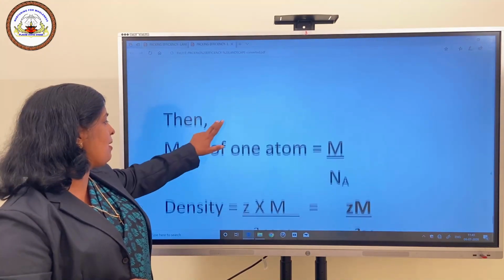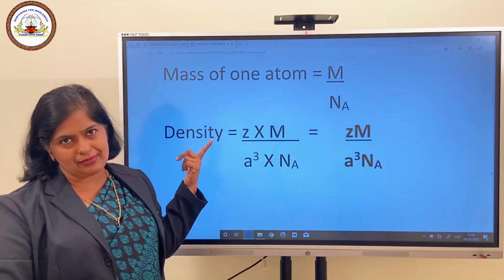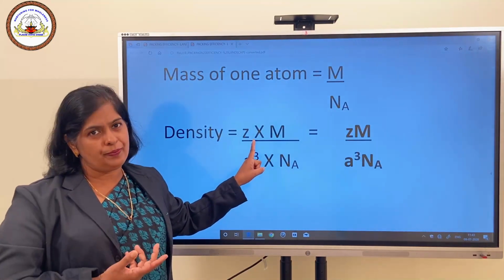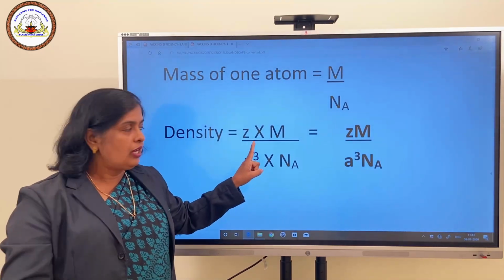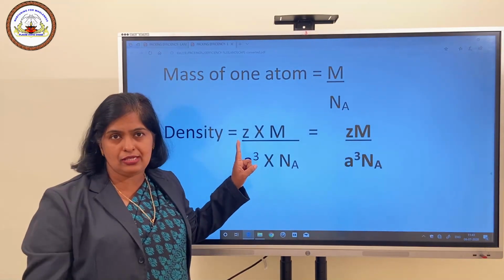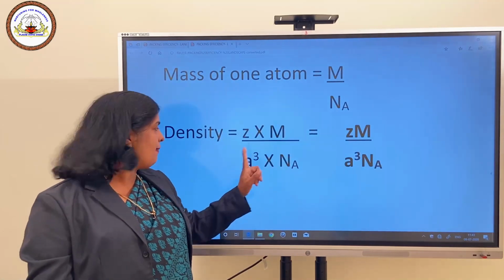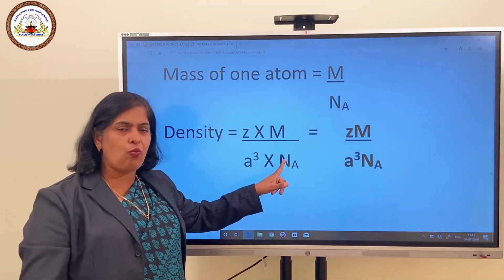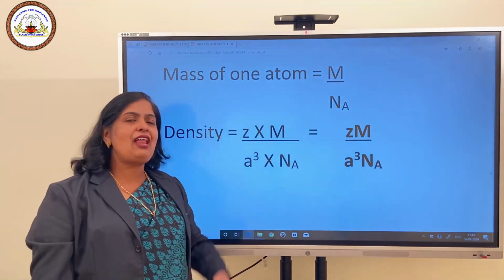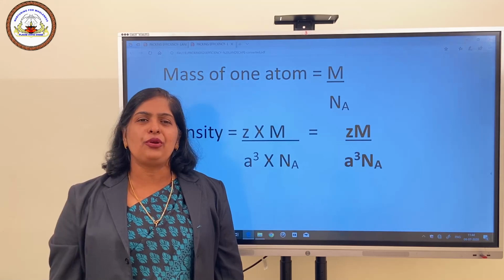So for density, mass of one atom becomes M by Na, and density becomes number of atoms z. If it is FCC, it is 4. If it is BCC, it will be 2. If it is a simple cubic unit cell, it will be 1. It changes depending on the various close packed structures. a cube, M by Na is mass of one atom. a cube comes in the denominator because it is the volume of the unit cell, and we get the expression for density as zM by a cube Na.